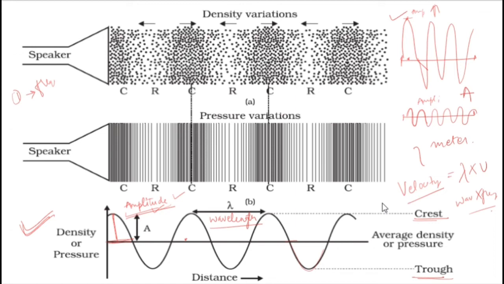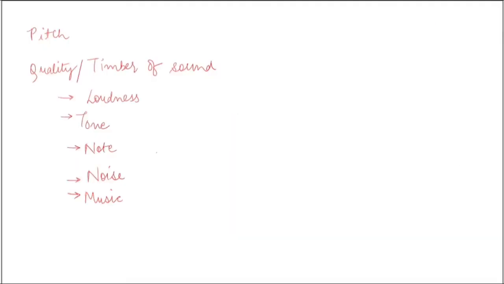Alright? Now quickly, let's have a look at the various terms associated with the chapter sound. First one being pitch. So what is pitch? Pitch represents the shrillness or the flatness of the sound, right? So the sound produced by females is high-pitched sound, whereas the sound produced by a lion's roar or by the males is low-pitched sound. It is determined by the frequency. Frequency of sound determines the pitch.